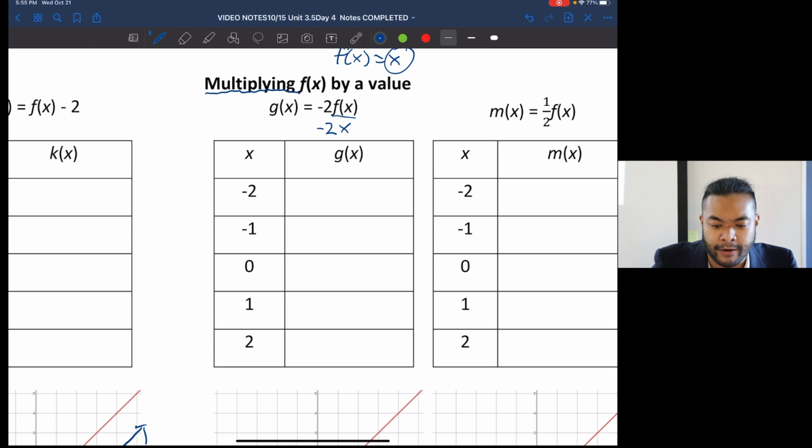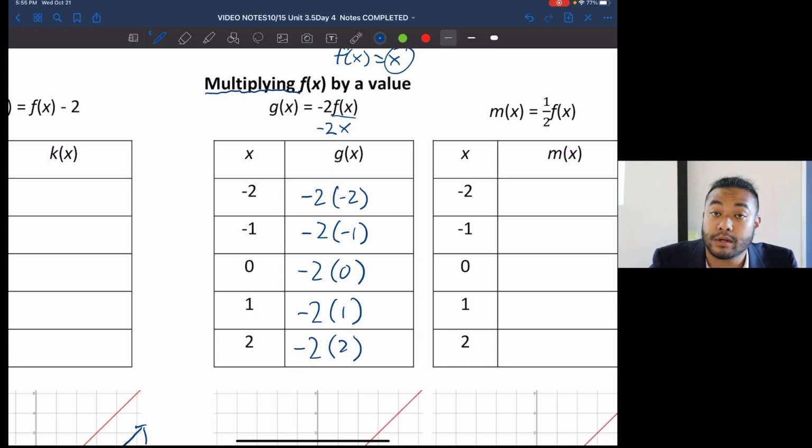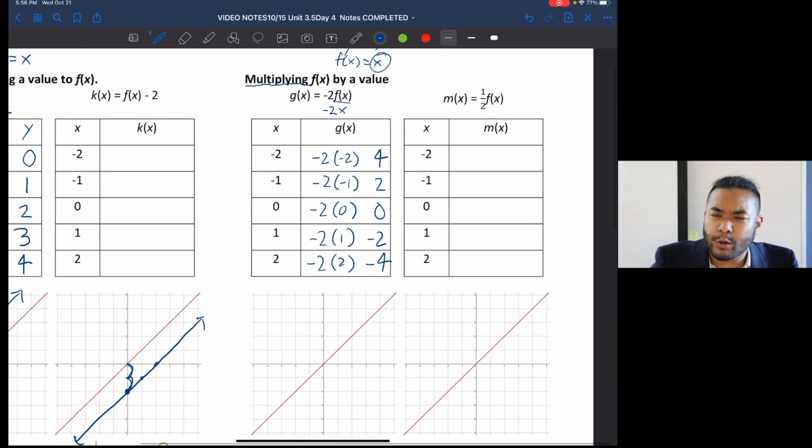So, filling in all of my favorite points, negative 2, negative 1, 0, 1, 2, I get negative 2 times negative 2, negative 2 times negative 1, negative 2 times 0, negative 2 times 1, and negative 2 times 2. So those values, negative times negative is positive, so negative 2 times negative 2 is positive 4. Negative 2 times negative 1 is positive 2, and I get 0, I get negative 2, and finally negative 4. So what's happening here?